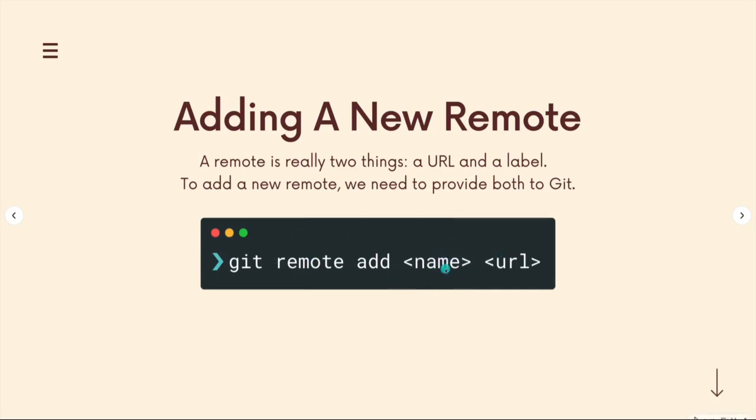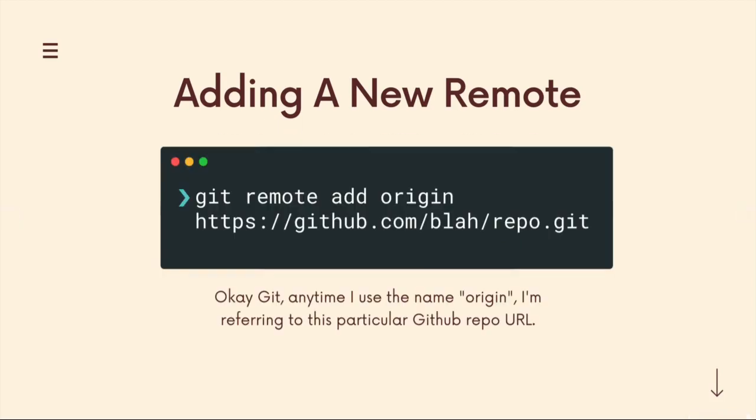So this is a way of telling Git, hello Git, please remember this URL using this name. A really standard name is origin. So git remote add origin, and then some GitHub URL for a GitHub repo that we've created, is telling Git, hey, here's a URL. I'm going to call it origin. You remember that. Anytime I refer to origin, I'm talking about this URL.